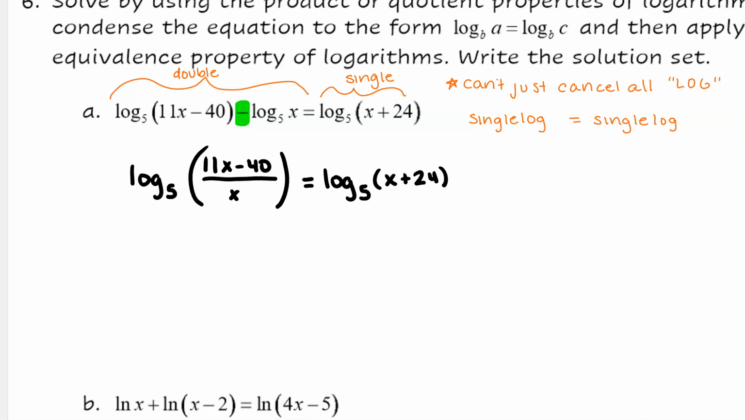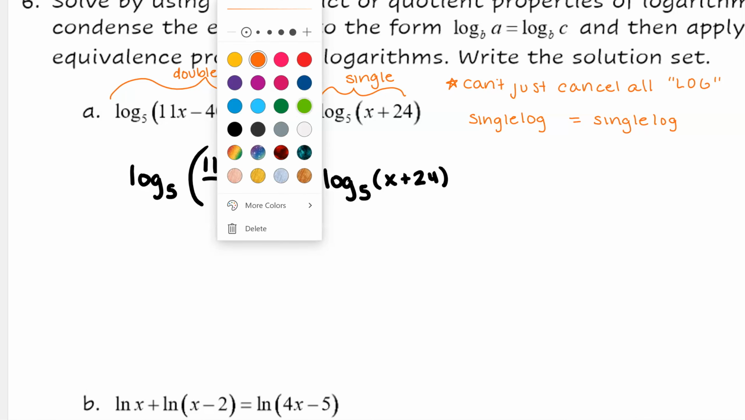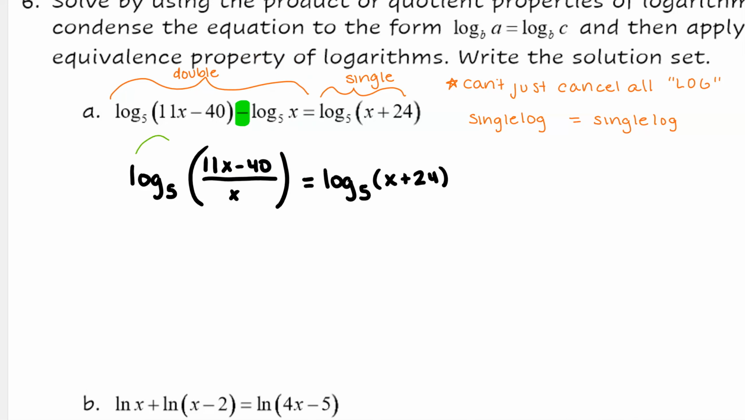Now we have a single log on the left, right? Log of something, that's a single, equals log of something else, that's a single. So I have single log equals single log. Now I can drop the logs. So I have 11x minus 40 over x equals x plus 24.